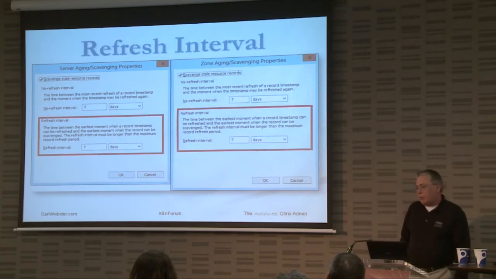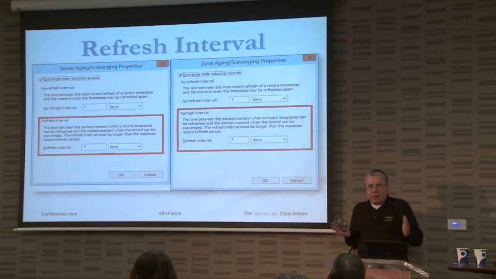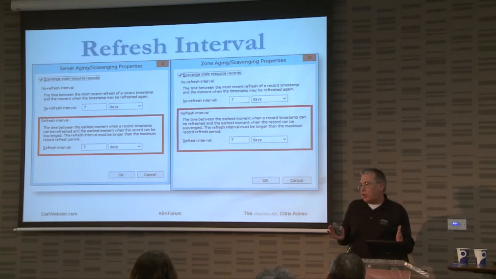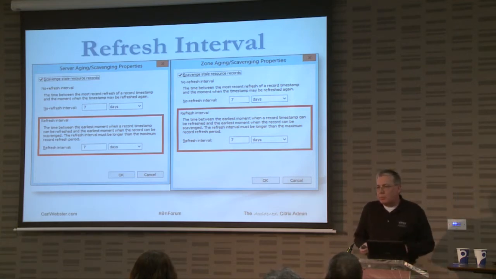The refresh interval, 7 days. During this 7 days, DNS says, I will accept refreshes, and I'll also accept updates. So now we've got 7 days and 7 days. So we're up to 14 days now.